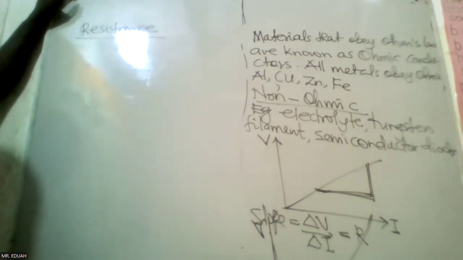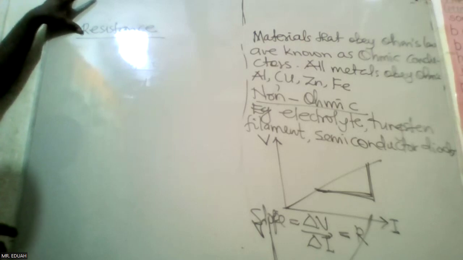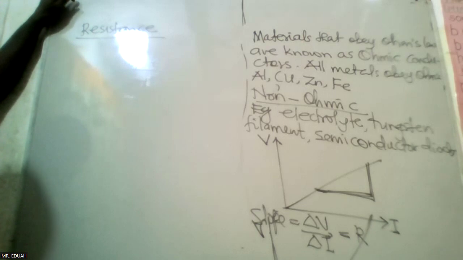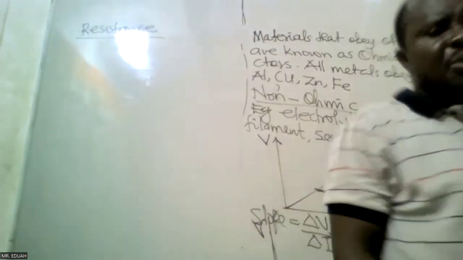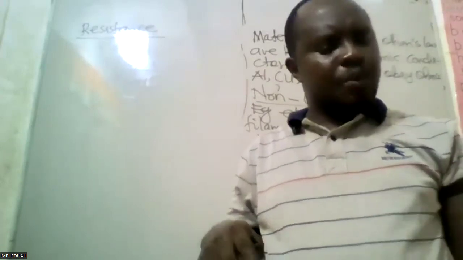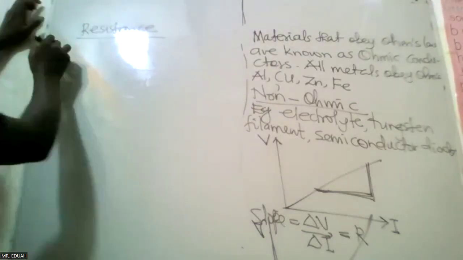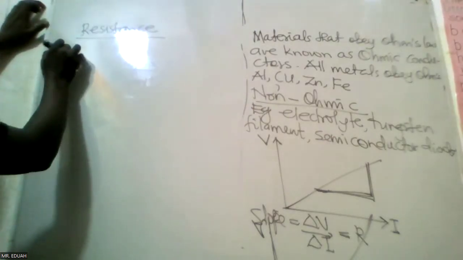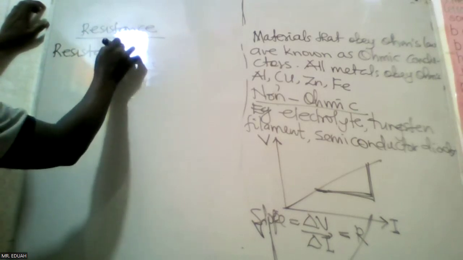If the material offers less resistance, the flow of current is high. Now, what actually brings about resistance? We've understood that resistance is the opposition to the flow of current. But what causes it within the material?